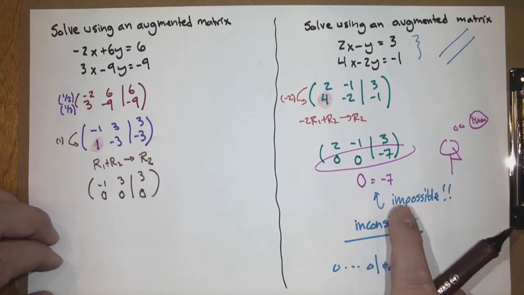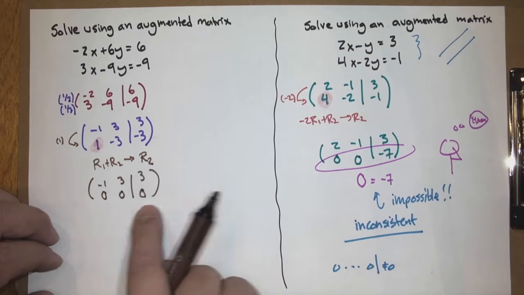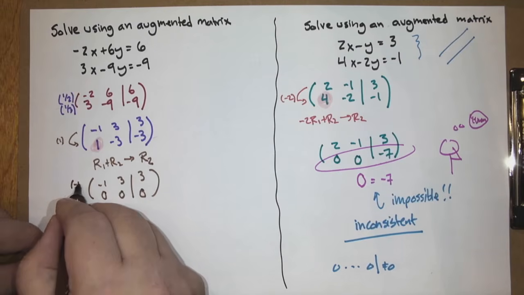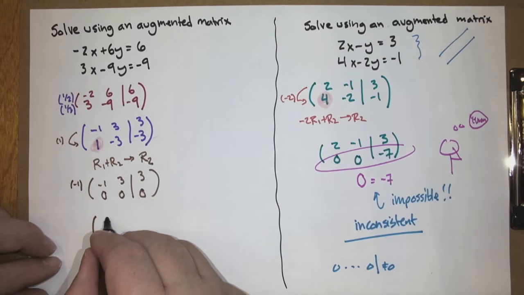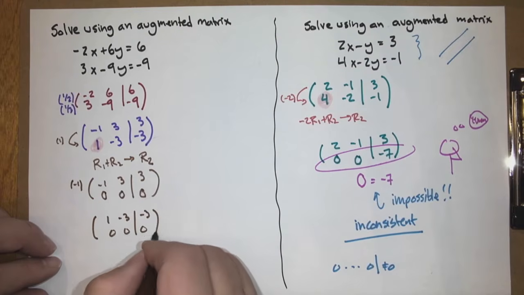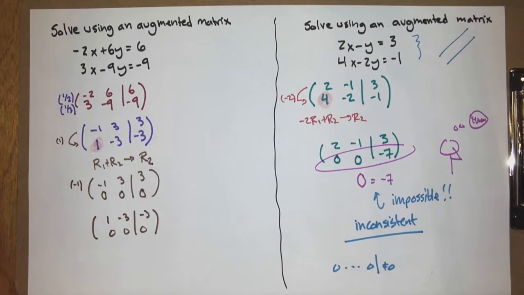It's not a problem. It's definitely possible that 0 equals 0. That's actually not a surprise. It's been true for a long time. 0 has equaled 0 for many years. Let's multiply the first row by negative 1. So we get 1, minus 3, minus 3, 0, 0, 0. Now this is as far as we can get. We can't really do any better.